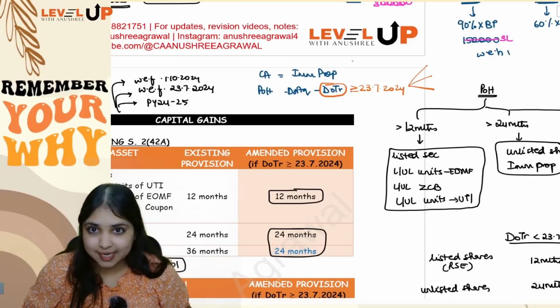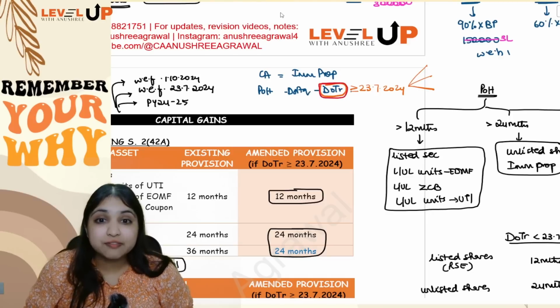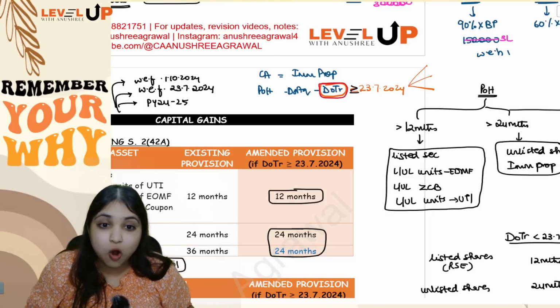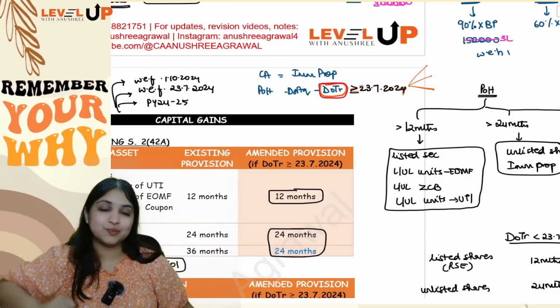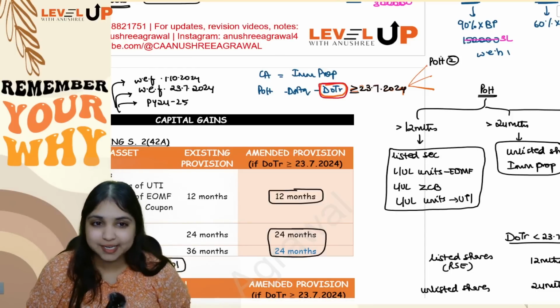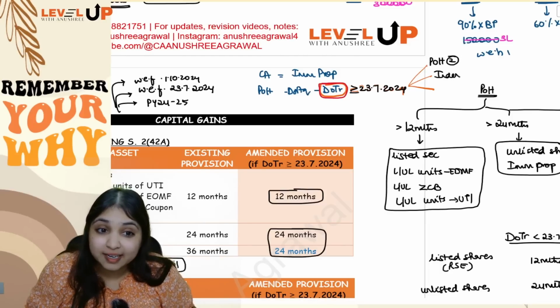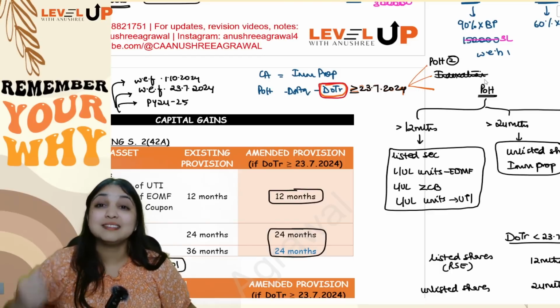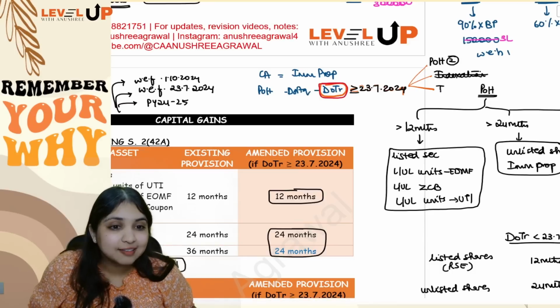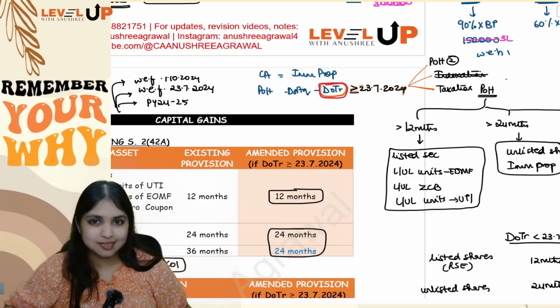Whenever you do your capital gains calculation, you will check what the date of transfer is. If the date of transfer happens to be on or after 23rd July 24, then 3 things will get impacted. Thing number 1, period of holding, only 2 periods you will have. Thing number 2, you will not have any indexation benefit even if it is a long-term capital asset. And thing number 3, taxation of capital gains will change. This I will be discussing with you next.